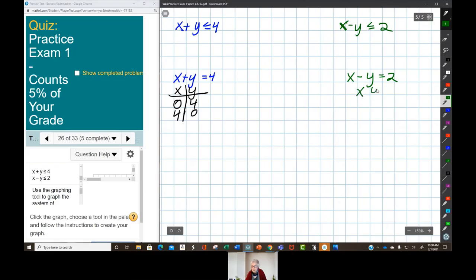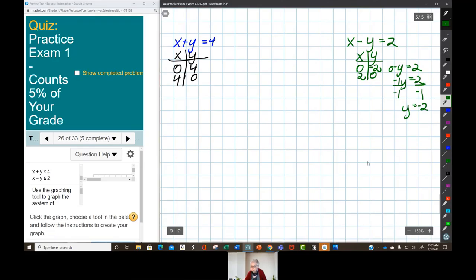Okay, now x and y. If x is 0, then we're going to have 0 minus y. This is a little trickier. Negative y, which is negative 1y, equals 2. And either multiply or divide both sides by negative 1 does exactly the same thing. Y will equal negative 2. So I put the negative 2 here. And if y equals 0, then we'll have x equals 2. So now I have my two sets of points I can go and graph.